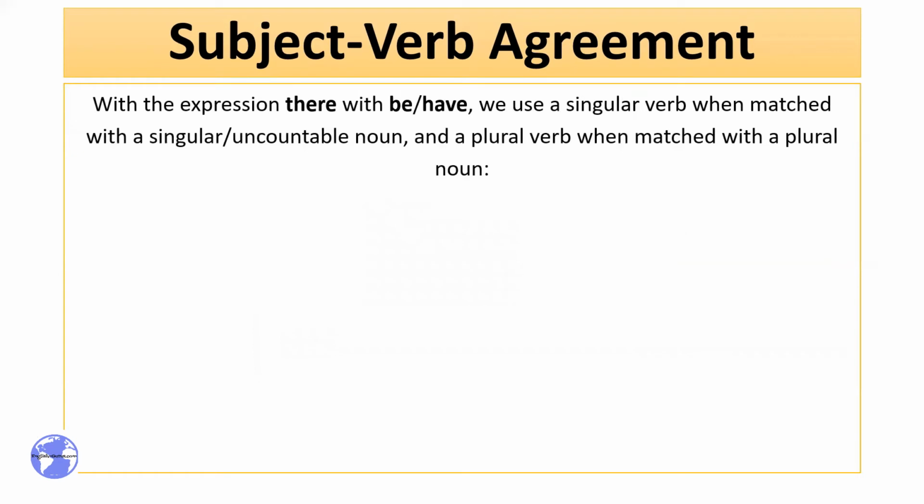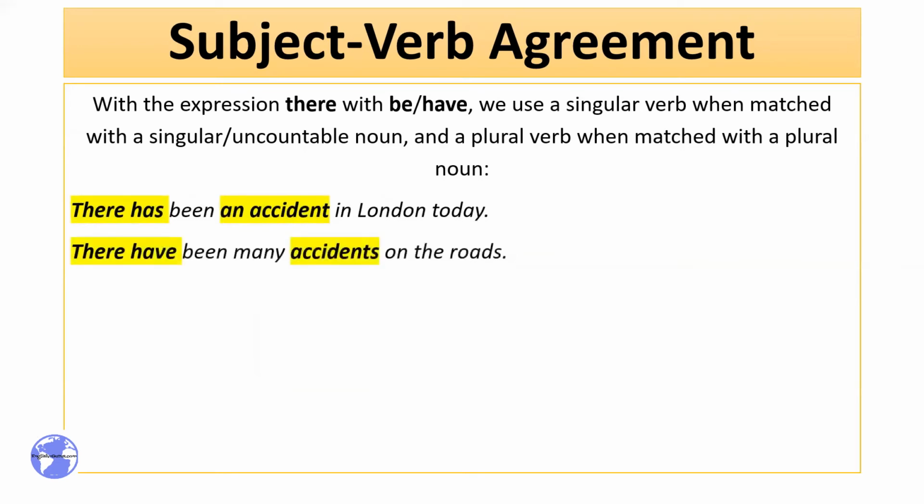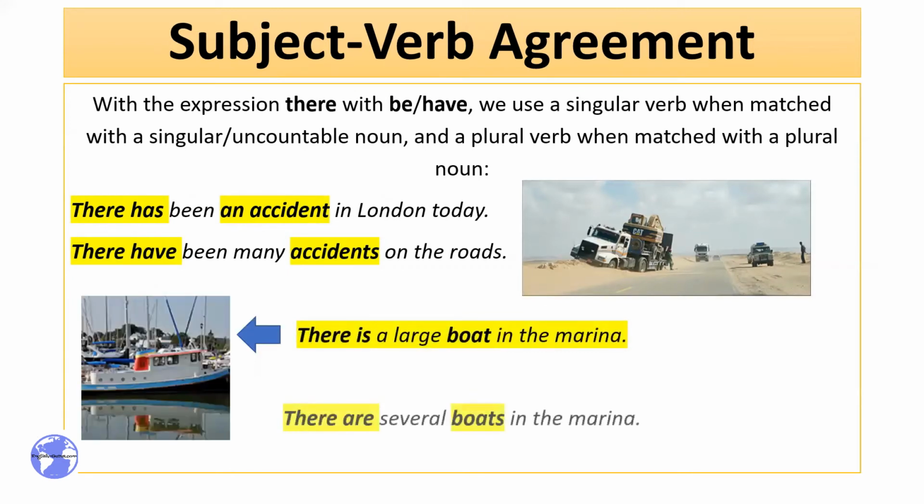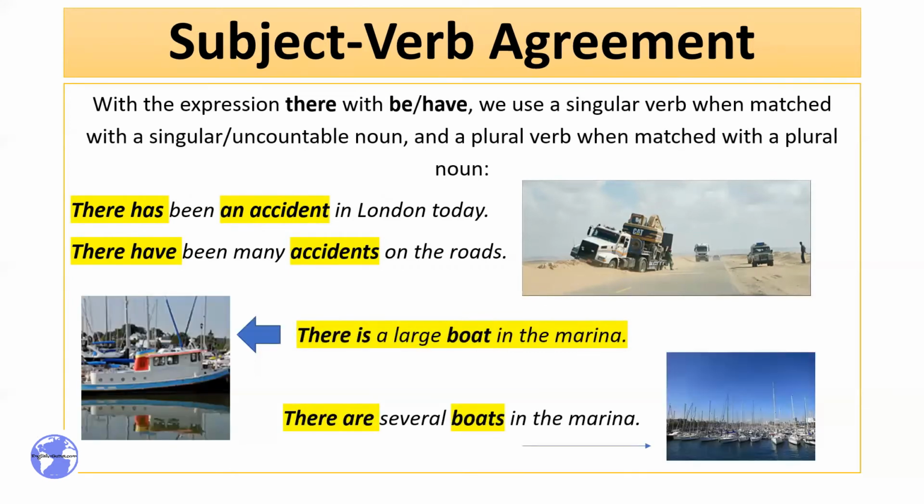With the expression there with be or have, we use a singular verb when matched with a singular or uncountable noun and a plural verb when matched with a plural noun. There has been an accident in London today. There have been many accidents on the road. There is a large boat in the marina. There are several boats in the marina.